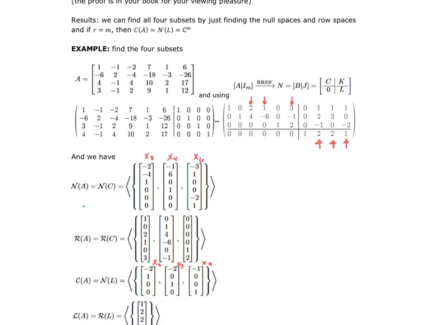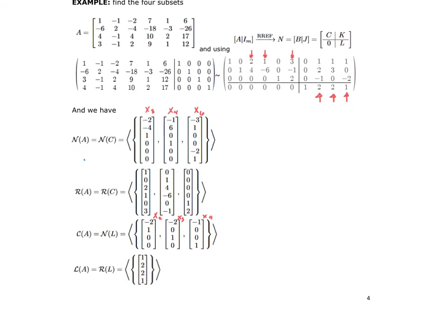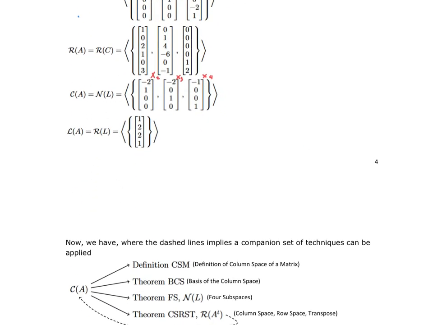That's nothing new. And lastly, the left null space of A is the row space of L, which is just this vector. And that is pretty much it.